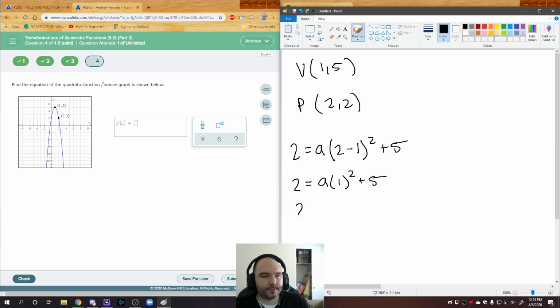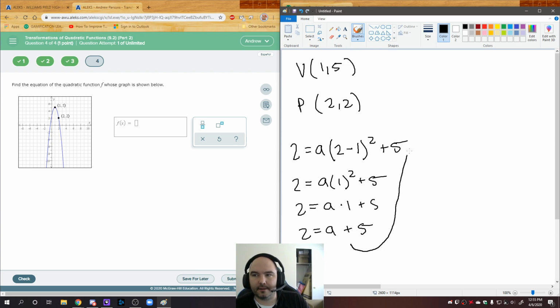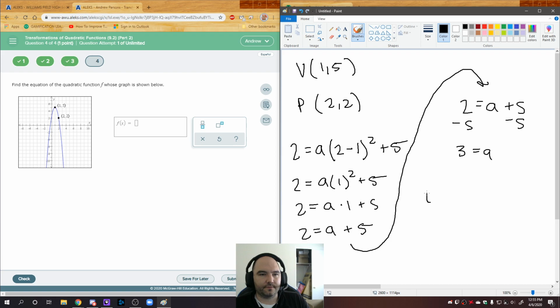So I get 1 squared, which is a times 1 plus 5, and a times 1 is a. I'd write the next line, but my head's going to get in the way. Boop. We'll take it up to the top here. Let me write that again. 2a plus 5. Okay, minus 5 on both sides. You get 3 equals a, and your formula is good to go.